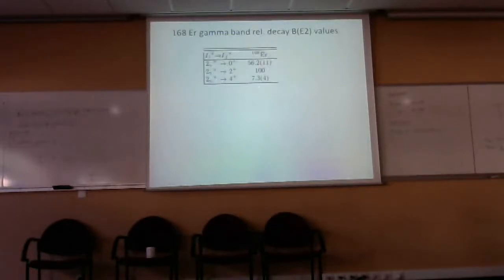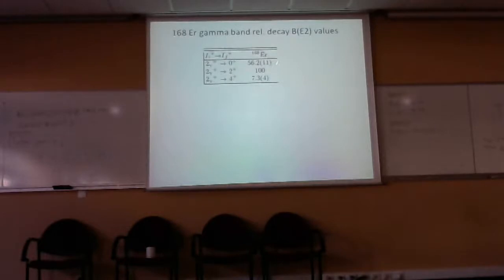Here is the table. So the 2 to 2 is normalized to 100. The 2 to 0 is 56.2. The 2 to 4 is 7.3. And I think in the end, more or less, all of you got that. There were some steps along the way where you got different numbers, like 2042, or something else, but in the end, it was just numerical mistakes. The key here was just getting a little bit familiar with this E to the 5th factor.